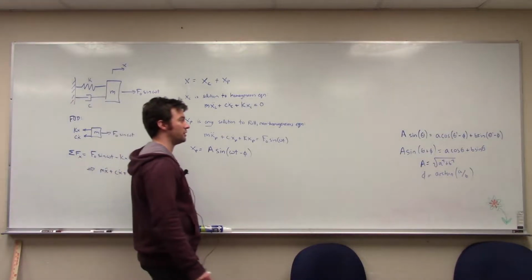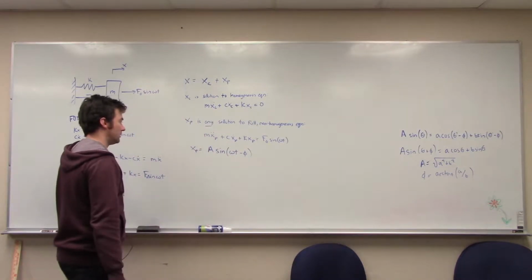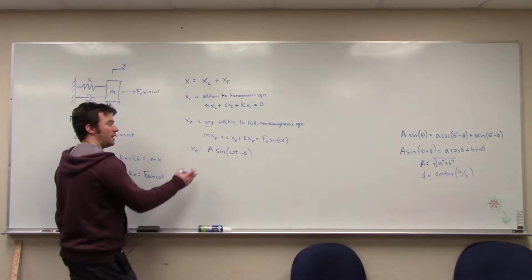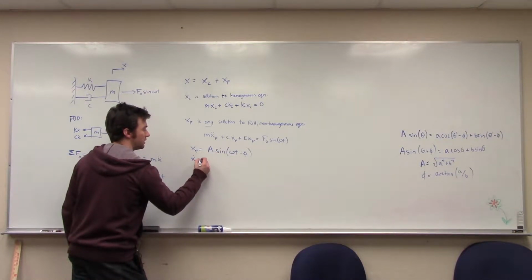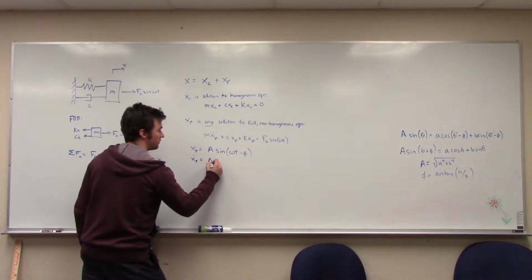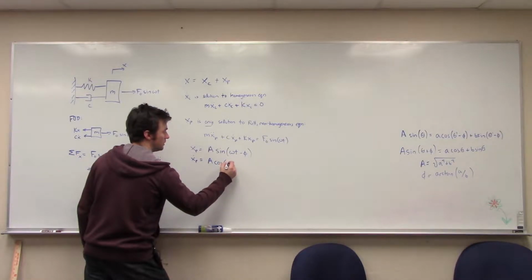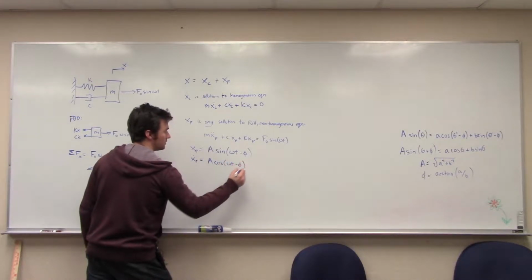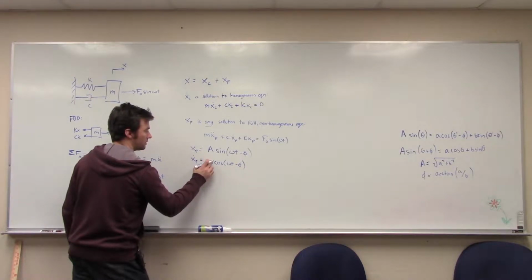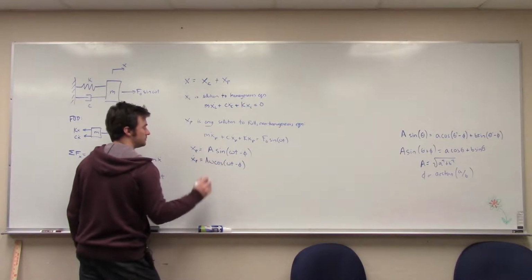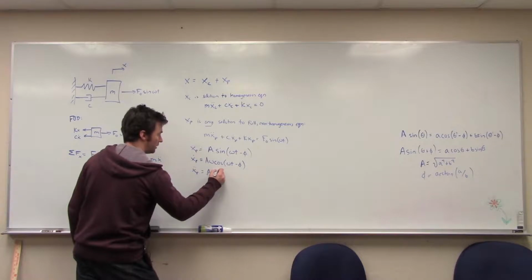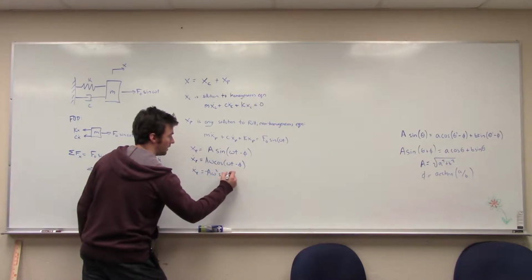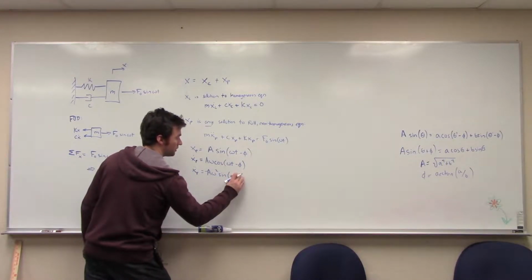Notice that it looks kind of similar to what we did over here. Let's find out what A and phi need to be in order to make that possible. I'm going to take the derivatives, xp dot and xp double dot, so I can plug them into the equation here. xp dot becomes A omega cosine of omega t minus phi, and xp double dot is equal to negative A omega squared sine of omega t minus phi.